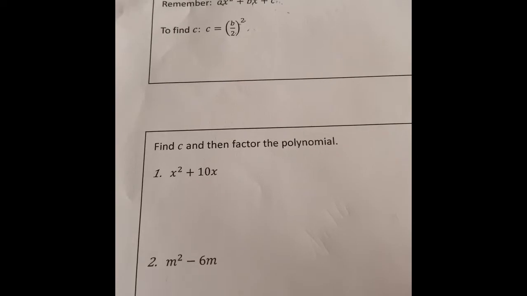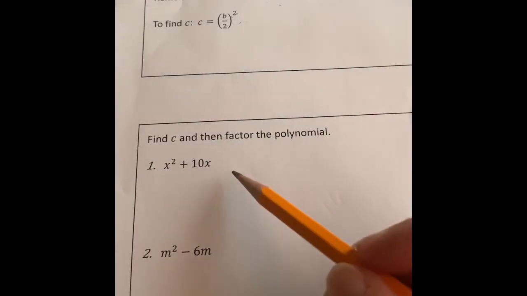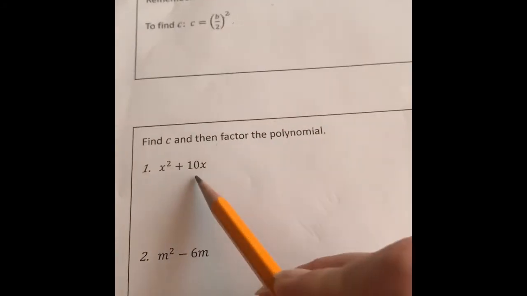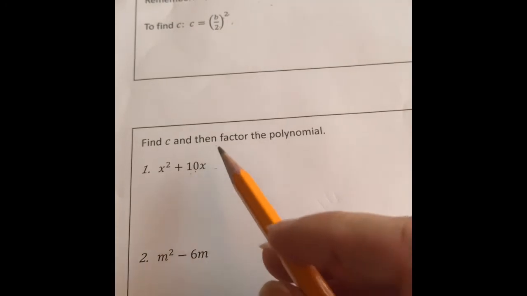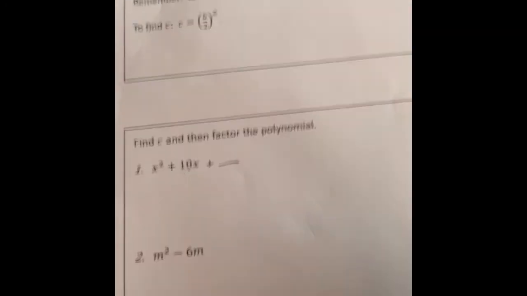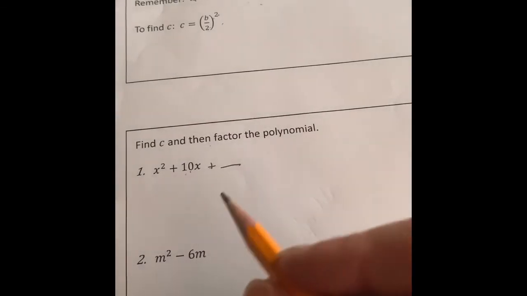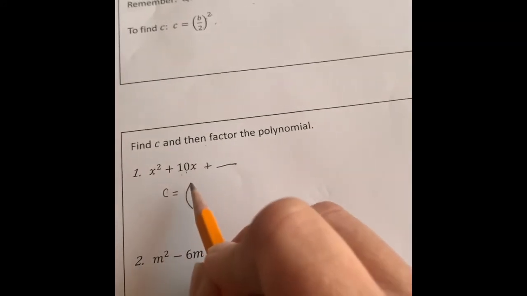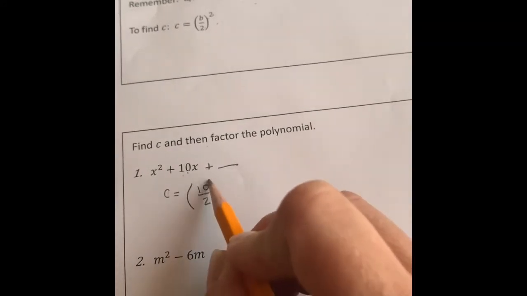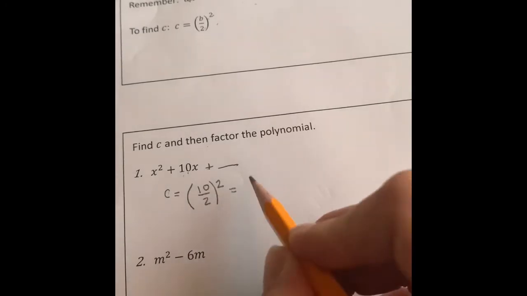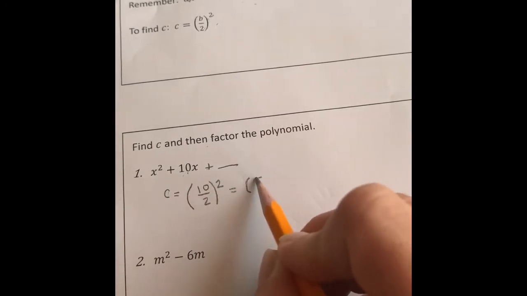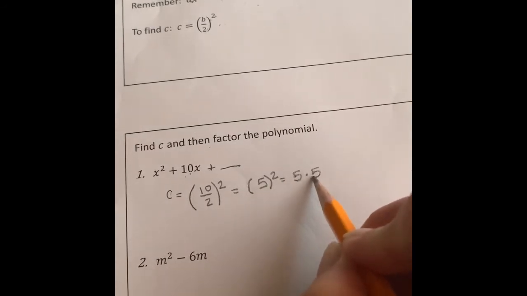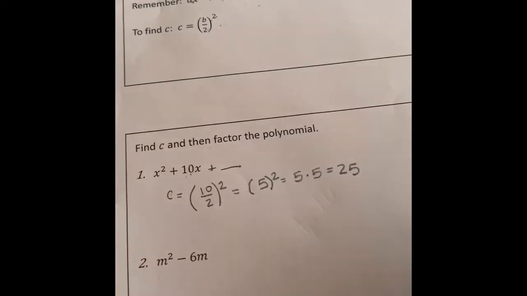So let's practice a couple of problems that you see here down at the bottom of that worksheet. It says to find c and then factor the polynomial. So this is our b right here, because remember, we're trying to find what we should be adding to that. That's our c. So we're going to take the 10, and we're going to divide it by 2. And then once we get that answer, we're going to square it. So 10 divided by 2 is 5. And then 5 squared, remember, is just saying 5 times 5. So our answer is 25.